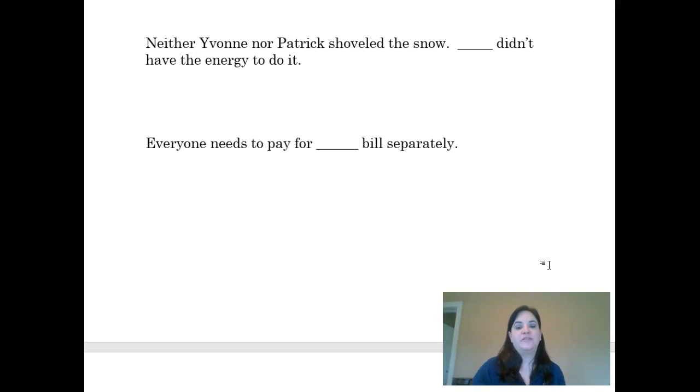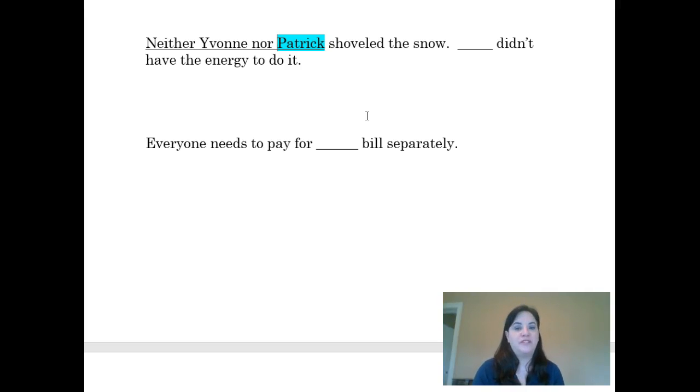Neither Yvonne nor Patrick shoveled the snow. Blank didn't have the energy to do it. To find my antecedent, I'm going to ask who didn't have the energy to do it. And my answer is neither Yvonne nor Patrick. This is an example of a sentence where your antecedent is joined by the word nor. I have two antecedents to choose from, so the rule is to choose the antecedent closest to the pronoun. And in this case, that is Patrick. So now I know I have a singular, male, third person pronoun because I'm speaking about somebody else.